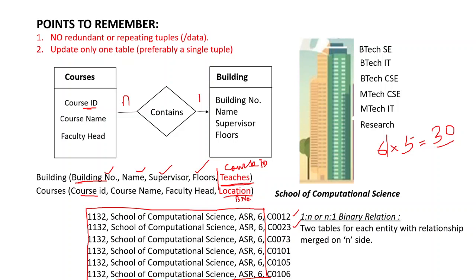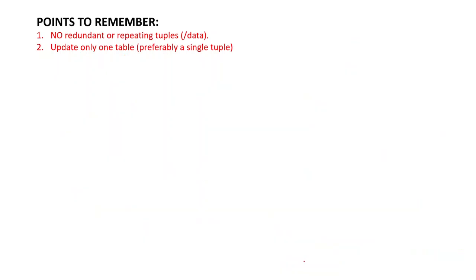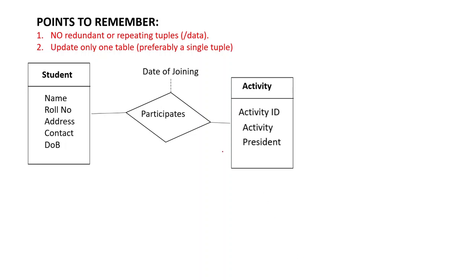Now for your 1:n or n:1 binary relationship, there need to be 2 tables, one for each of the entities, here courses and building, and the relationship is merged on the n side. This is the rule, and it holds for total participation on one side and also for partial participation. The same rule holds.